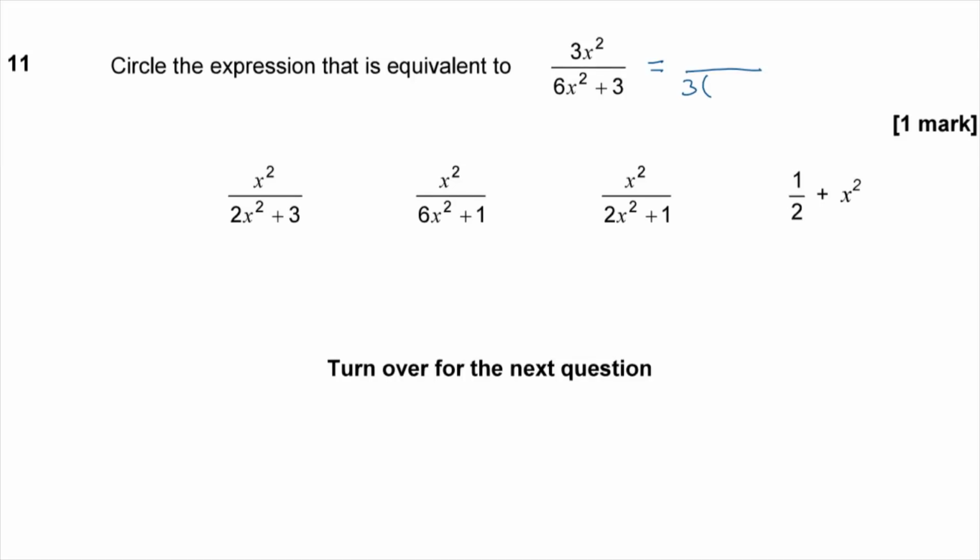So that would give you 3 lots of 2x squared plus 1 on the bottom, factorizing 3 out of those two terms, and on the top I've got 3x squared. Now notice that you've got two common factors top and bottom, 3 and 3, so I can get rid of those. That would leave me with x squared over 2x squared plus 1, which is this one here, look.